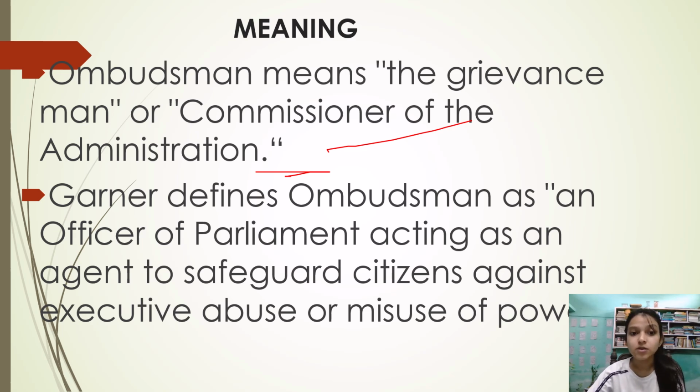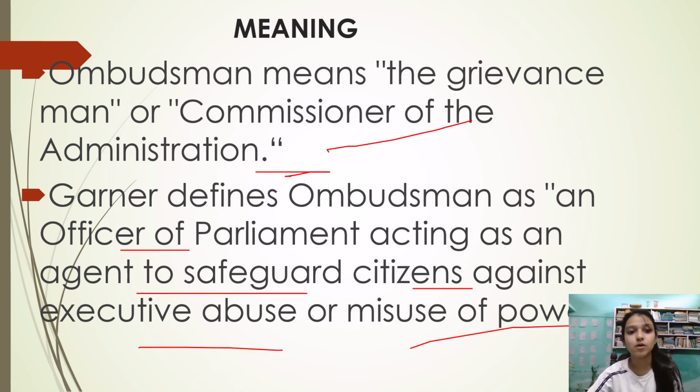Garner defines ombudsman as an officer of parliament acting as an agent to safeguard citizens against executive abuse or misuse of power. So while writing any answer relating to ombudsman, if we can refer to some of the jurists, some of the philosophers, or some of the writers who are giving the meaning of that very concept, it will lead to a very heavy answer. So you always need to try to add at least one of that kind of definition.